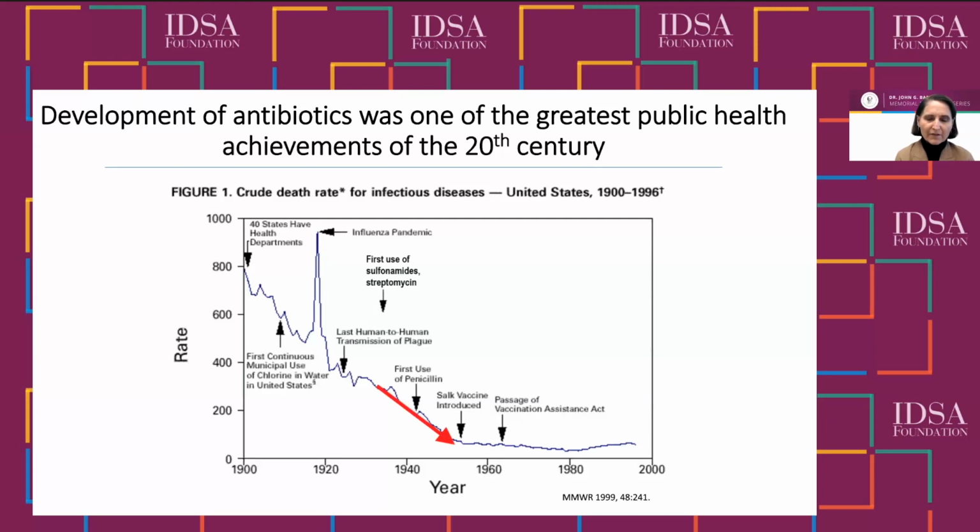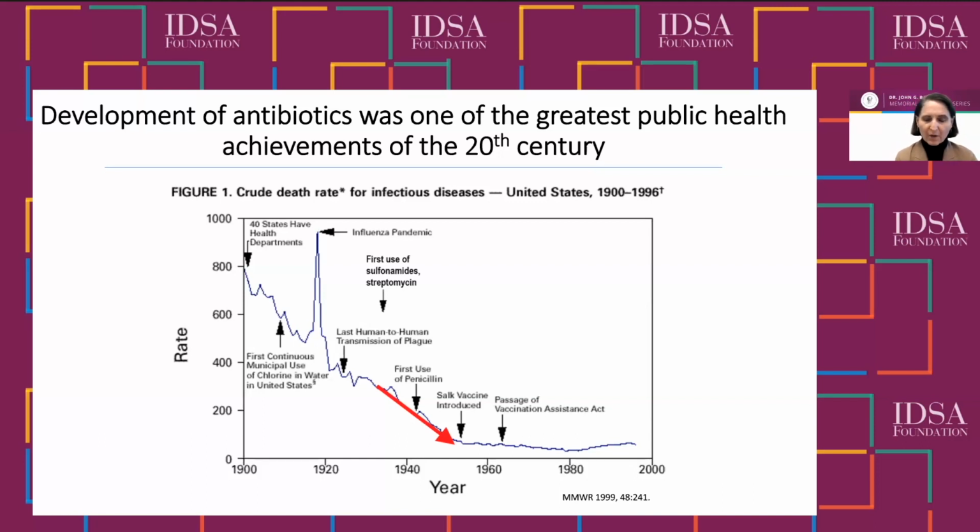This graph shows you the crude death rate for infectious diseases in the United States between 1900 and 1996. And you can see that the death rate at the beginning of the century in 1900 was 800 per 100,000 persons per year. And the most common infections causing mortality at that time were pneumonia, diarrheal diseases, and tuberculosis. And almost a third of those deaths were in children under the age of 5.